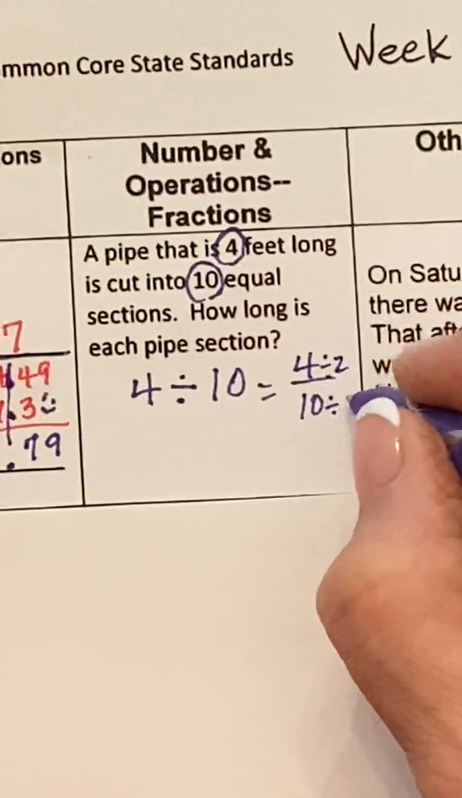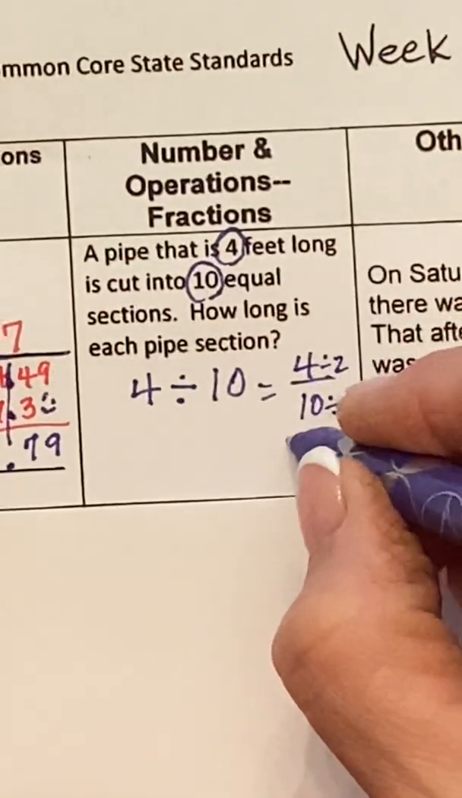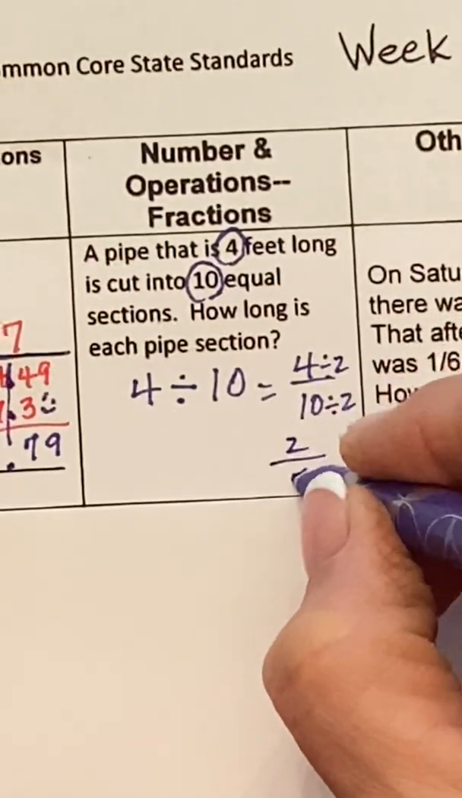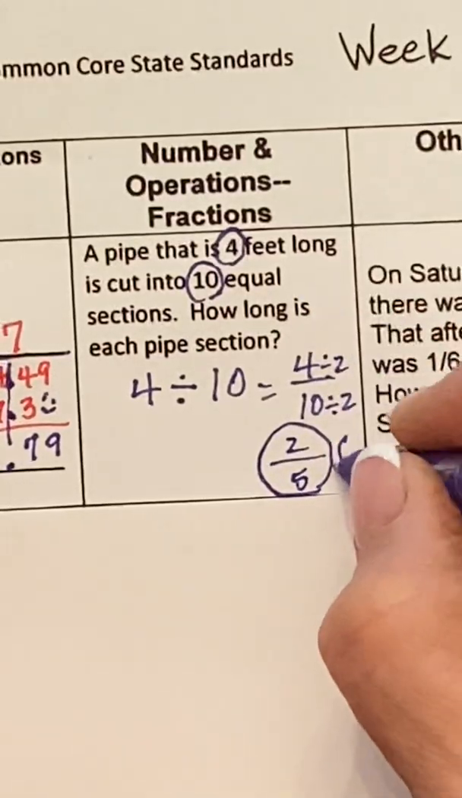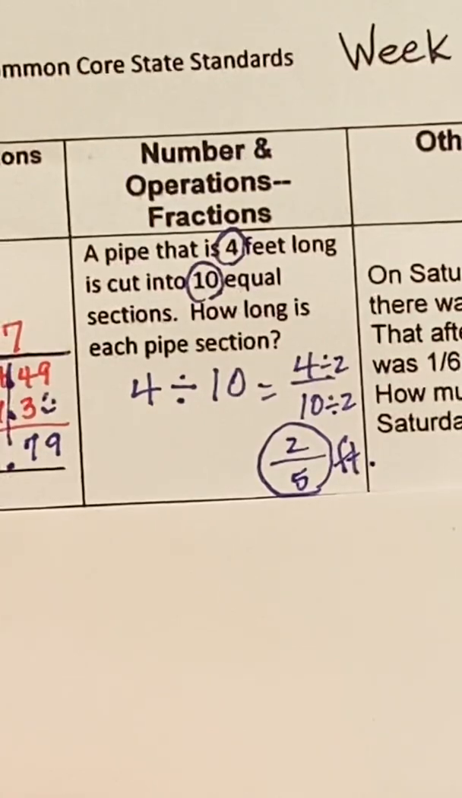And then we could simplify. Both of those numbers are divisible by 2. 4 divided by 2 is 2. 10 divided by 2 is 5. 2/5. 2/5 of a foot long for each section.